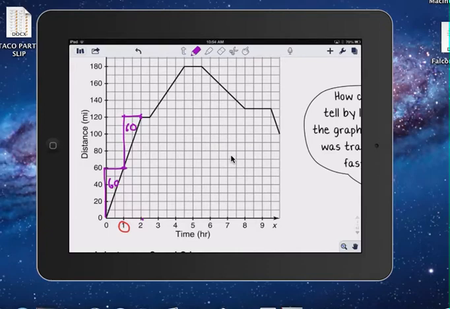60 over 2 each time, or whatever it is. 60 over 1. Actually, they went up 60 over 1 hour. 60 over 1. The rate of change is the same. Do you see that? We call the slope is the same.